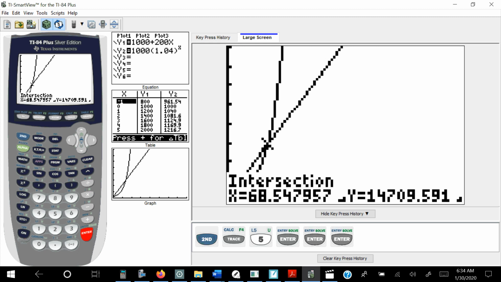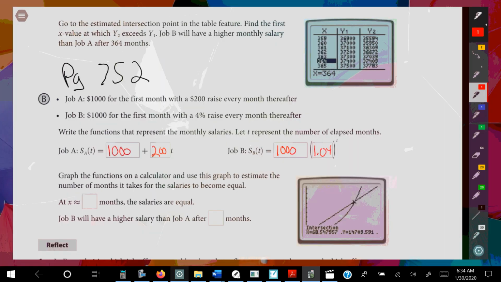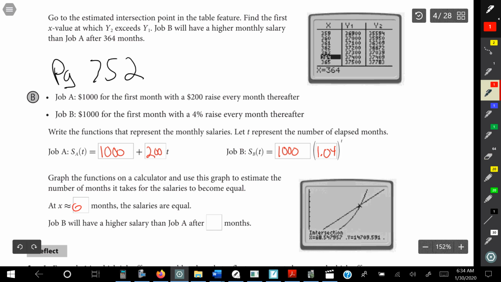All right, so it tells us our intersection is at 68.5. So it'll take about 69 months before job B overtakes job A as far as how much money you'll get paid. So I'll come over here and put 69 months. So job B will have a higher salary than job A after 69 months, and it's equal around about 69.